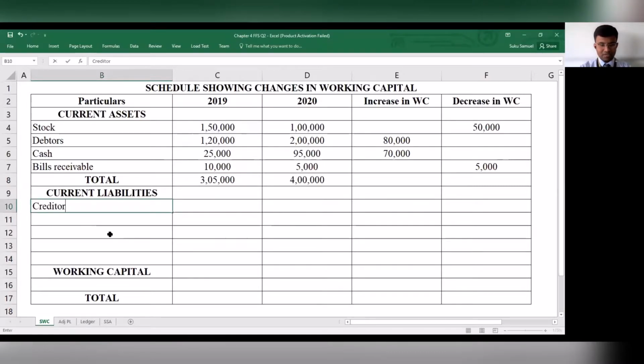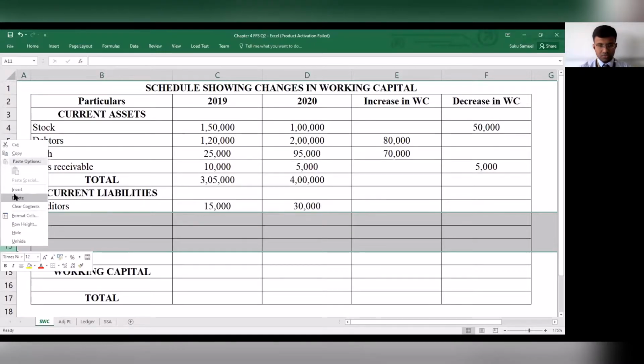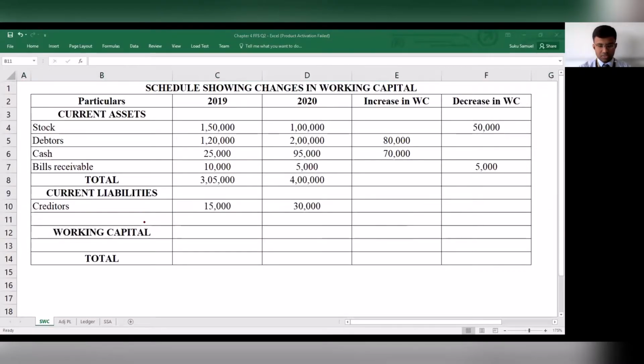And what are the liabilities that we have? The liabilities that we have are creditors. Creditors is 15,000 and then 30,000. So that has been completed. And next, what we have to do is total up the current liability.